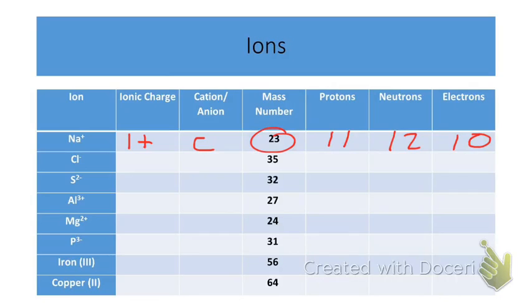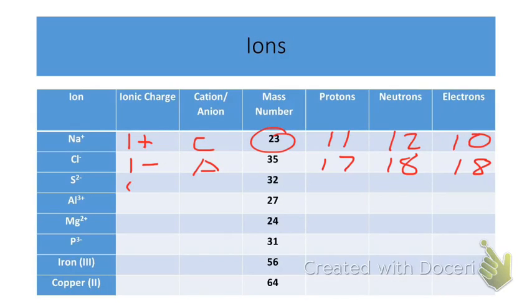All right, chlorine. Chlorine is an anion. It has a -1 charge. So A for anion. If you look at the periodic table, it should have 17 protons. So 35 minus 17 is 18 neutrons. We have gained one more electron, so we go from 17 electrons to 18 electrons.